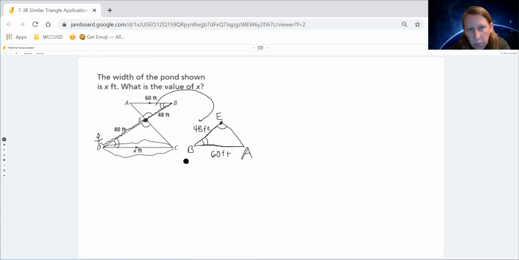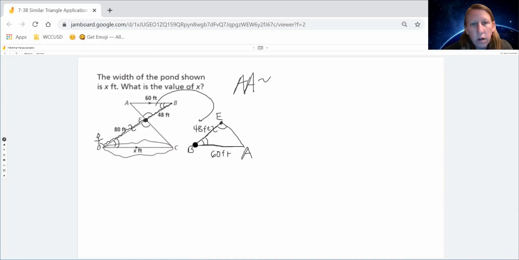Now to finish this problem, we know the triangles are similar because of angle-angle similarity. And we know these angles are congruent because alternate interior angles are congruent. And now we have to solve for x. So there are lots of correct ways to set up proportions and some incorrect ways. So you've got to think about what it is you want and which proportion is going to help you get there. So the 80 feet is in the same corresponding position as the 48.